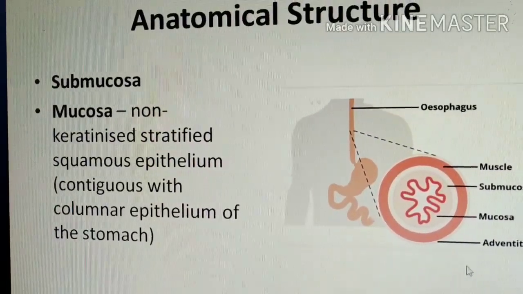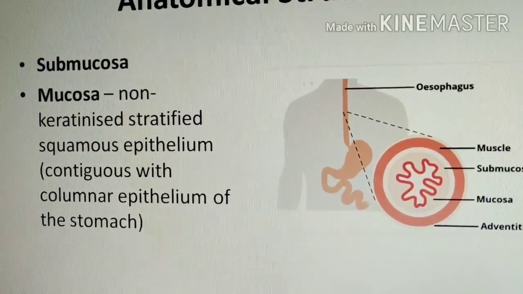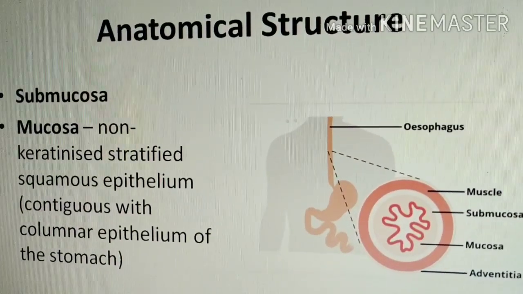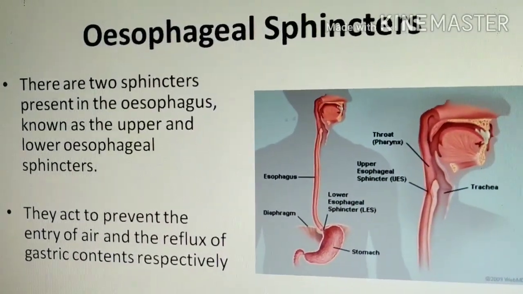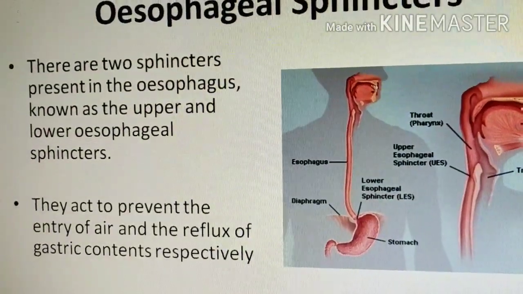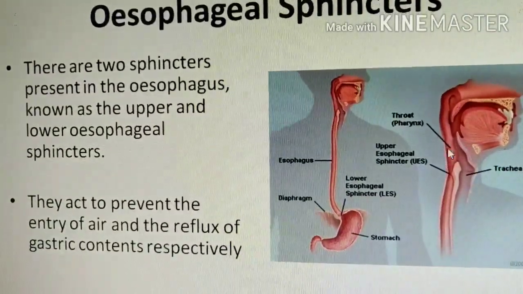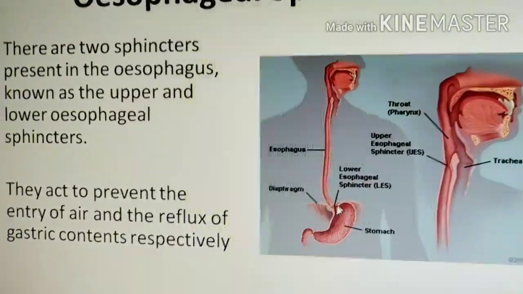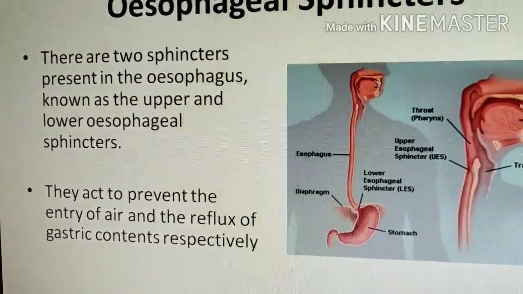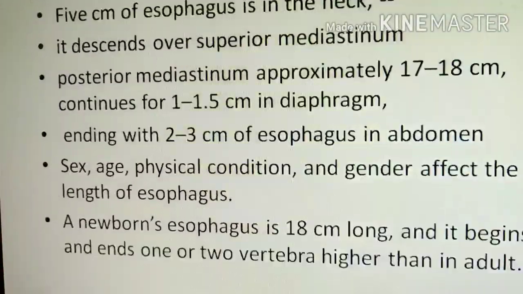The mucosa, the lining epithelium, is non-keratinized stratified squamous epithelium up to the diaphragm, and the abdominal part has simple columnar epithelium. Esophageal sphincter. There are two sphincters present in the esophagus. This is the upper sphincter. Another is the lower sphincter, the physiological sphincter. They act to prevent entry of air and the reflux of gastric content respectively.